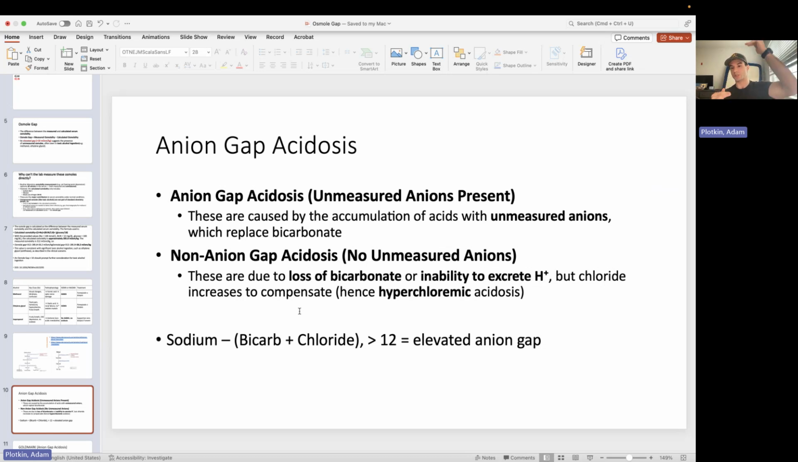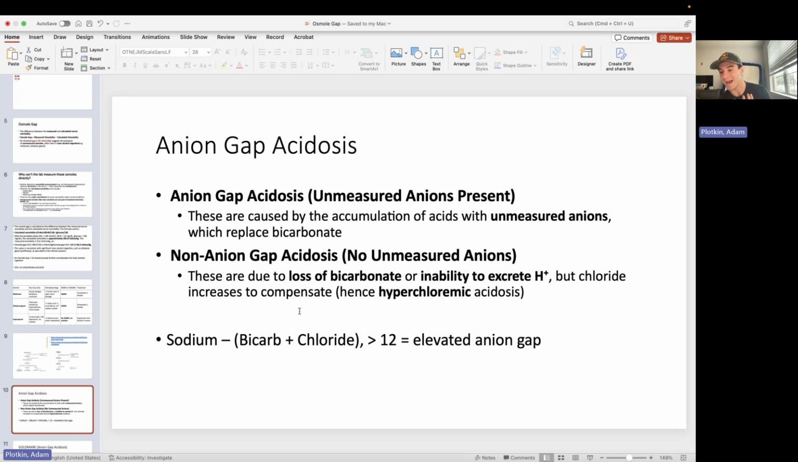And the chloride will start to rise, and we'll get a hyperchloremic metabolic acidosis, okay? That's because we're able to appropriately compensate with the reabsorption of chloride because we don't have these unmeasured anions that are throwing off my neutrality. We're losing bicarb, our body's able to hold on to the chloride.